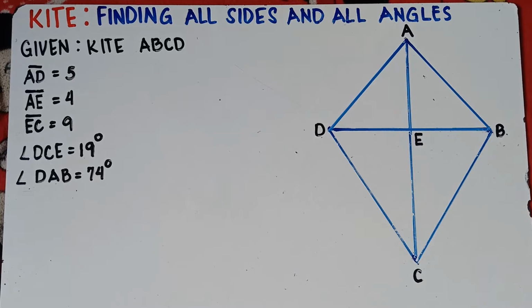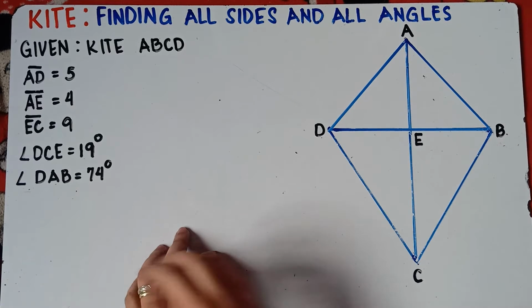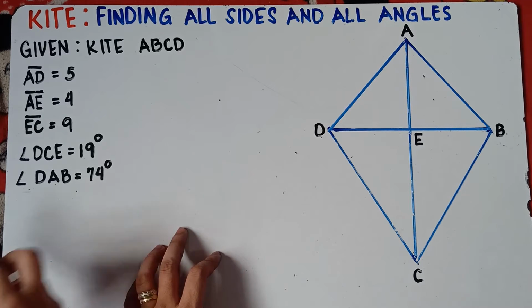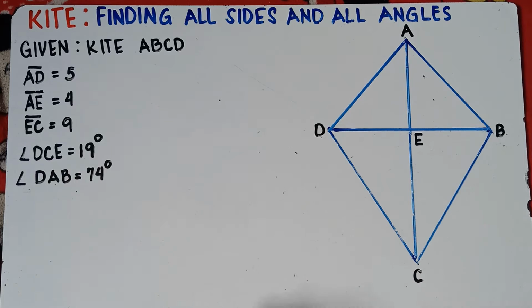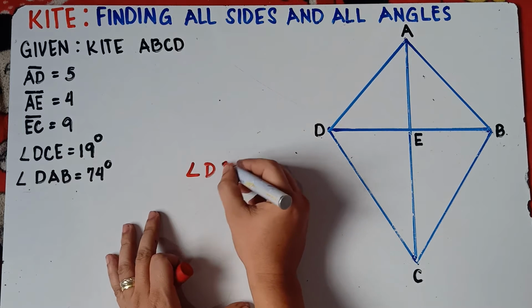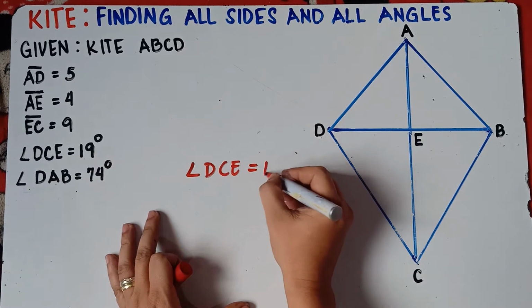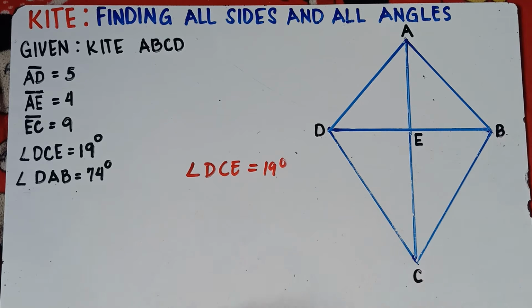Once again, we will be explaining this class step by step, so do not be worried, class. We will start with the angles. Let's label this up. We have angle DCE, that's 19 degrees. Let's find first, class, all the angles.